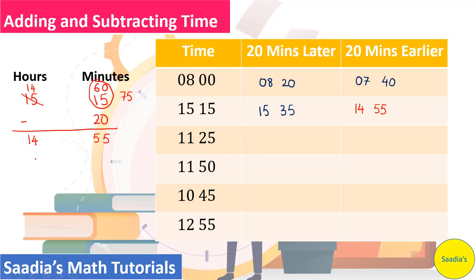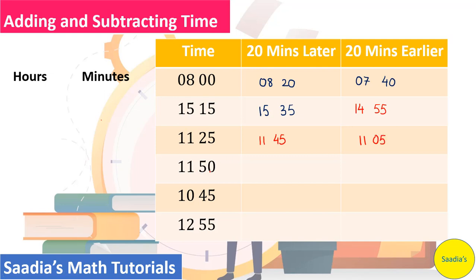Now let's do the next one. We can do it orally as well. 11:25 plus 20 minutes. Let's see whether I write the answer first or you say it out loud. It would be 11 hours 45 minutes. 25 plus 20 is 45. And what is the time 20 minutes earlier? What happens when we subtract 20 from 25 minutes? We have 11:05.